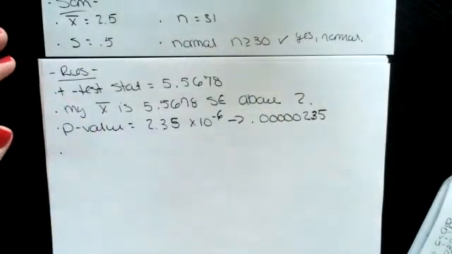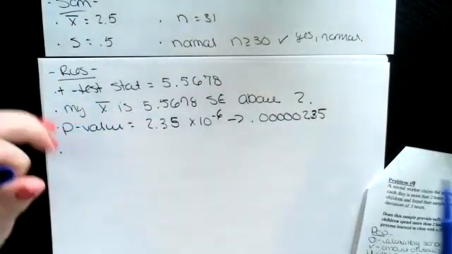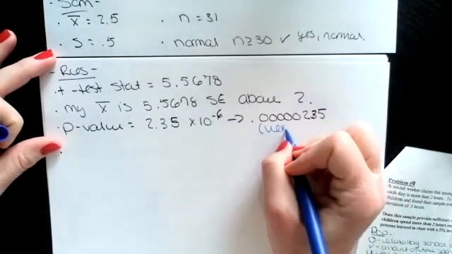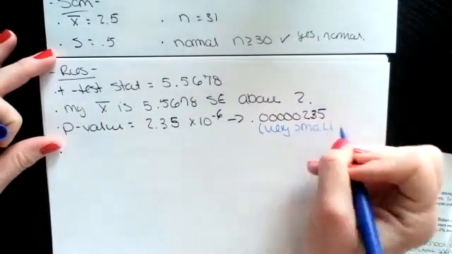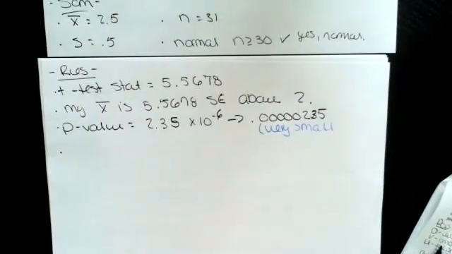Okay, you remember that. If you see something like this, I'm just going to go ahead and say this is very small. I'm not going to keep writing that number out. Anything smaller than like 0.001, I write very small.